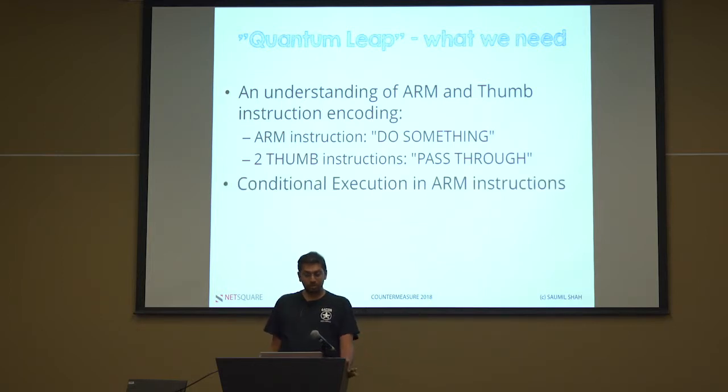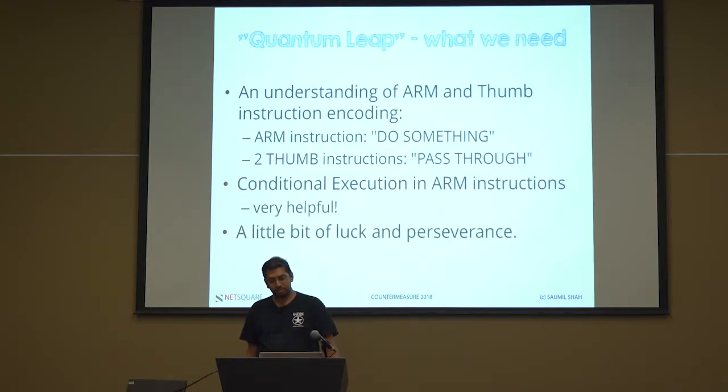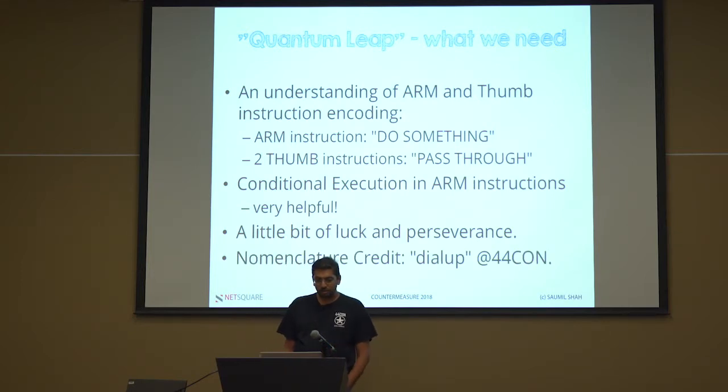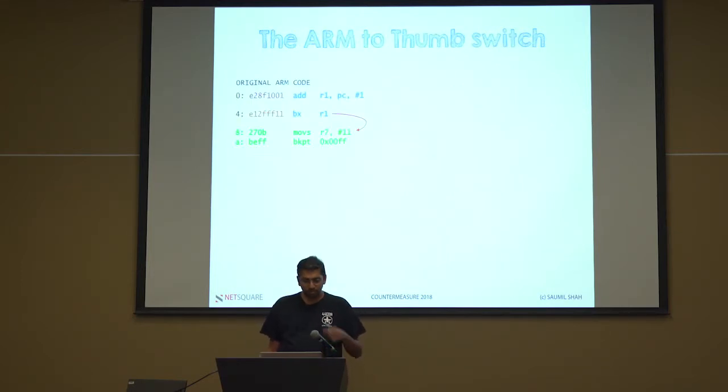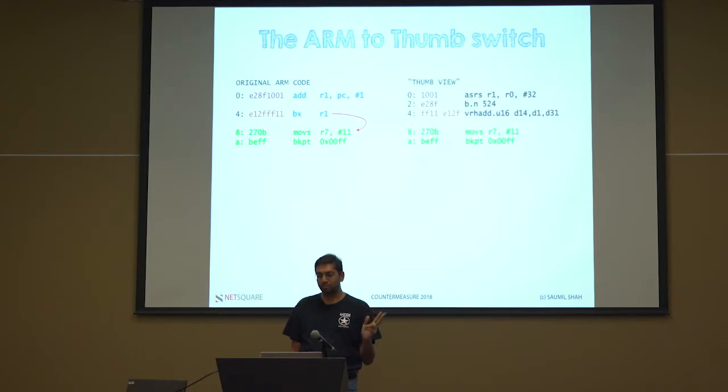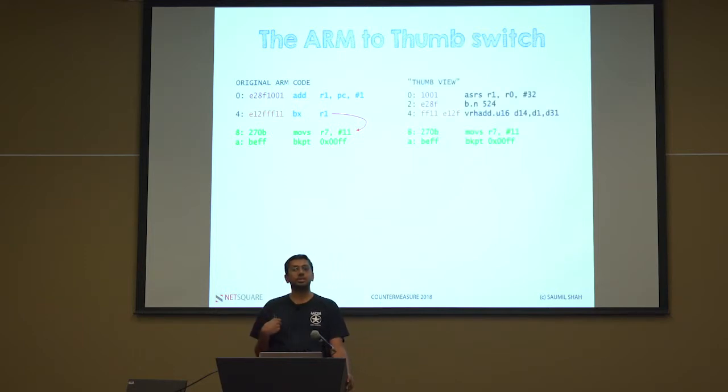To understand this, we also will talk about conditional execution in ARM, which is really useful, and that's what makes the polyglot support happen. And then we need some luck and perseverance. Okay, so kind of going to get you to the ARM to thumb switch. If we take this blue code, which is the ARM to thumb shellcode switch code, and forcibly convert these 2 ARM instructions, these 8 bytes, into 4 thumb instructions, this is what the conversion looks like.